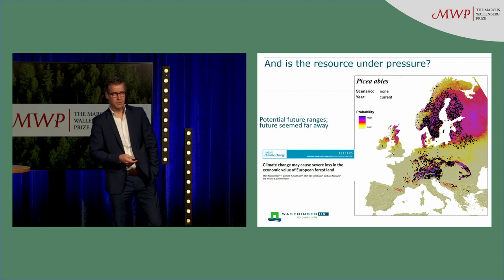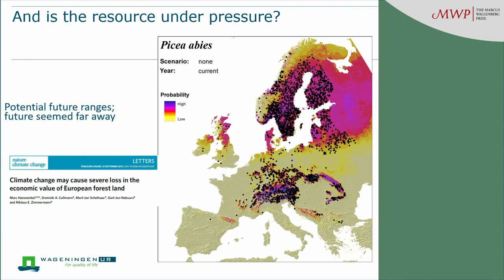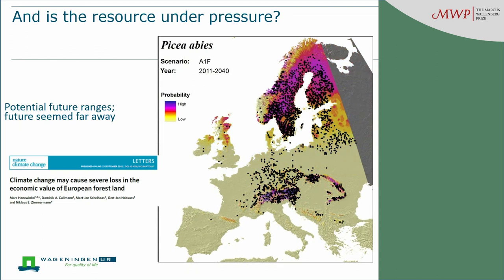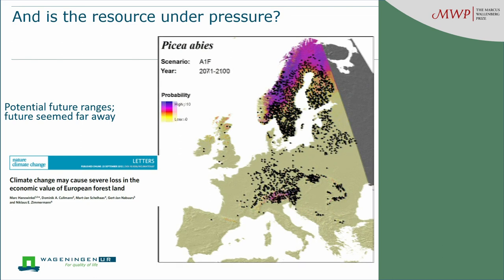But this notion is also changing, and this is a paper which we did with Mark Hanewinkel on climate change impacts and what the economic impacts may be on the European forest sector. And in red, you see where spruce can grow now in its climate envelope, as we call it. And I will scroll through the timer. And the year now says current, and then it says 2010, 2040, 2040, 2070, and 2070, 2100.